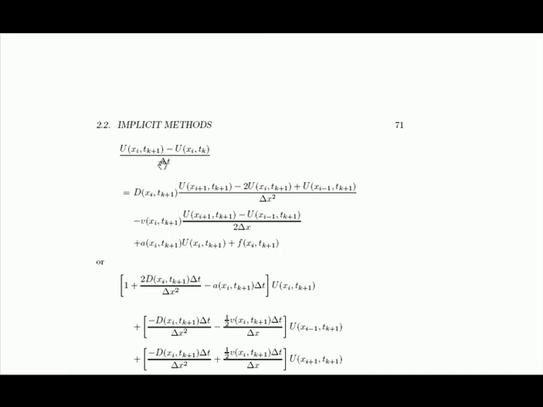Notice the left-hand side is the same as for the explicit method. The difference is on the right-hand side, all of the t's are tk plus 1's, not tk, and it's implicit because there are several u at the tk plus 1 level, so you simply can't solve this for u(xi, tk plus 1). In fact, you end up with a tridiagonal system to solve every step.